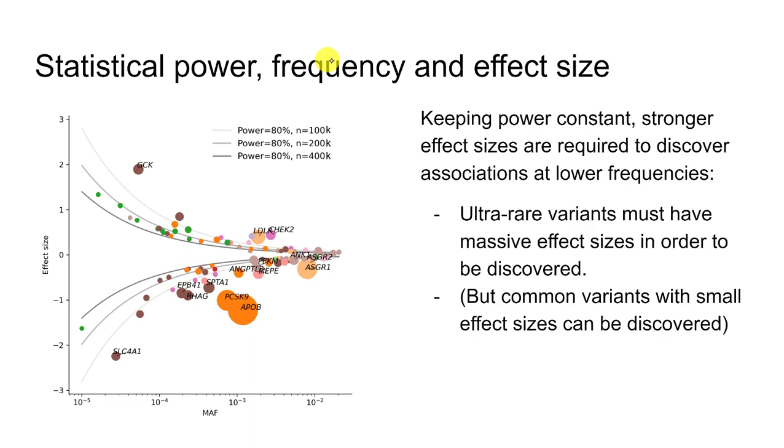And then if you look at these other gray curves, as you go from light to slightly darker to the darkest gray, these correspond to different sample sizes. As you increase sample size, from 100,000 individuals to 200,000 to 400,000, you're doubling the sample size every time. You can detect variants with smaller and smaller effect sizes. You're increasing the power by having higher sample sizes. Now, really, the key point here is that keeping power constant and keeping sample size constant, as you get to rarer variants, you need larger effect sizes to be able to detect them.